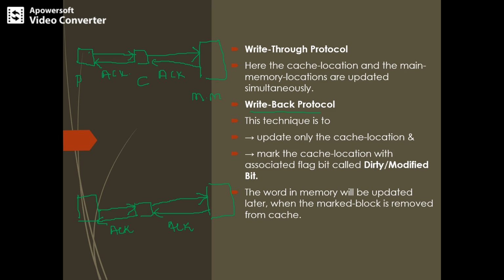In the case of write through protocol, the information is updated simultaneously on the cache as well as the main memory location. But in the case of write back protocol, initially the processor or host will write the information into the cache, and the cache will send an acknowledgement to the processor. After that, it will update the main memory. So that is how write back protocol works.